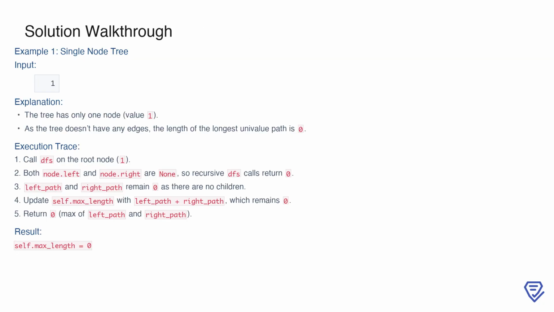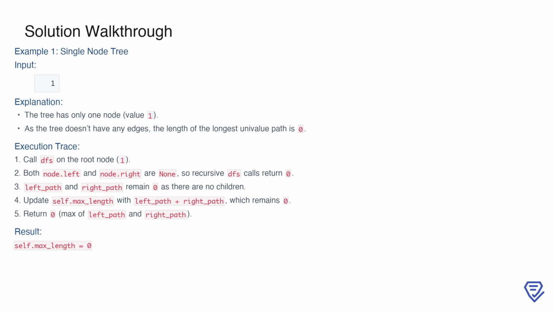Here we start with the simplest possible scenario, a single node tree. The tree consists of only one node with the value 1. Since there are no edges in this tree, there is no path to consider, and the length of the longest Univalue path is 0. When we execute the algorithm, we first call the DFS function on the root node.